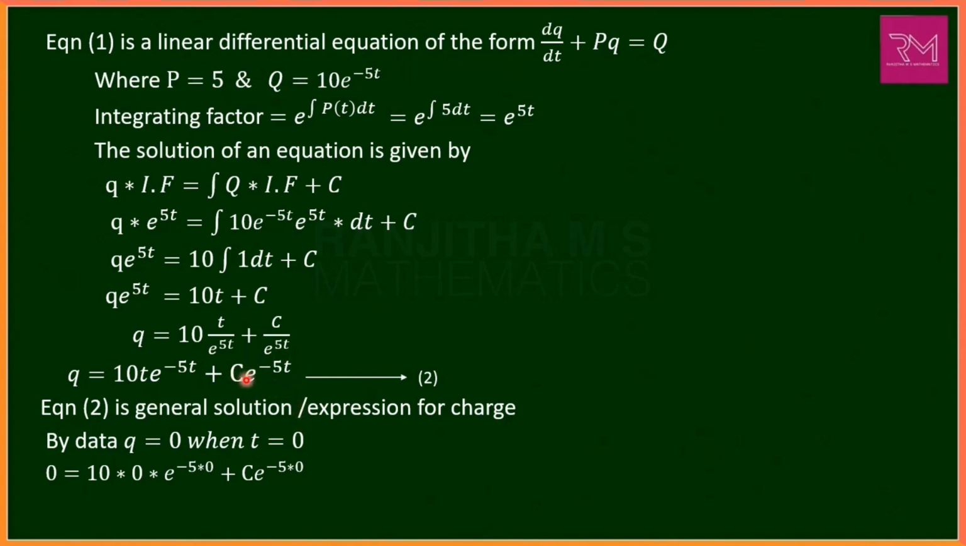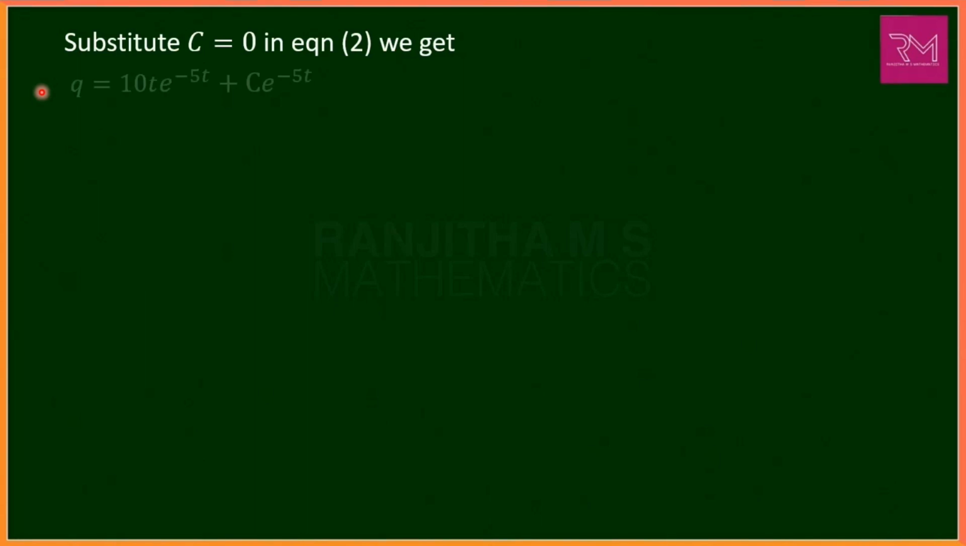Here exponential power 0 is 1. Here this value becomes 0. Therefore, we get a value of c as 0. Next step, we have to substitute c value as 0 in equation 2, and we get a value of q.